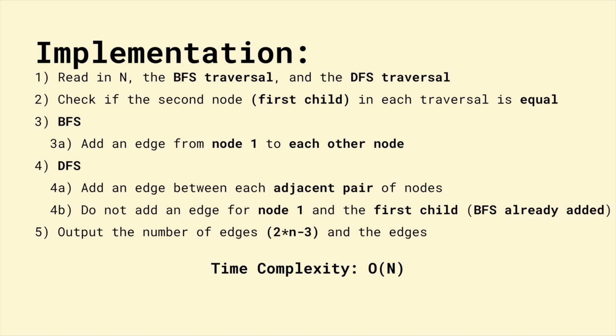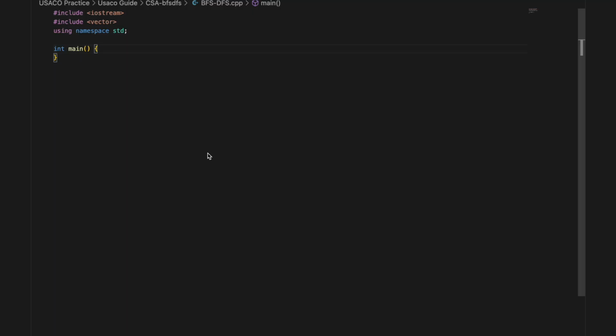This approach has a time complexity of O of n for input and processing the traversals. This approach has a memory complexity of O of n to store the traversal information. That's all for the general explanation of this problem. Now let's take a look at language-specific solutions for C++, Java, and Python. Let's take a look at the C++ implementation.